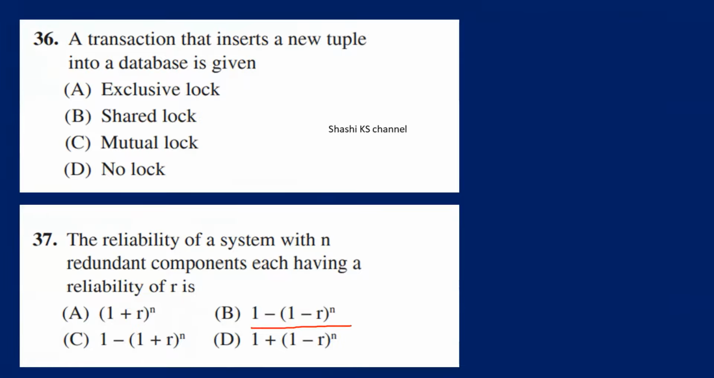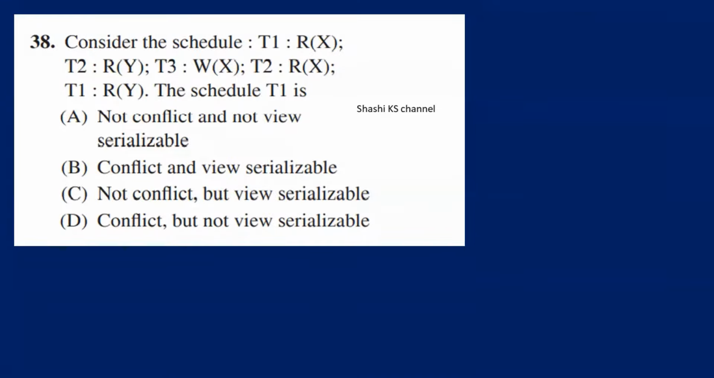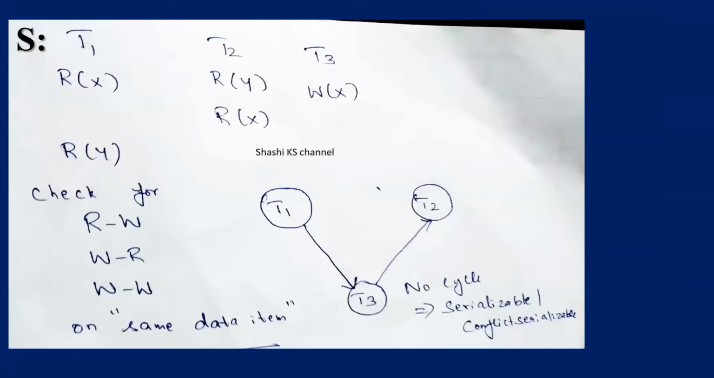Okay. The next question is, consider the schedule. You have been given a schedule with 3 transactions T1, T2 and T3. You have to check whether they are conflict serializable and view serializable or not. Okay, for conflict serializability, I've just written down these 3 transactions T1, T2 and T3 in the order of their timeline. The order of their timeline is like this.